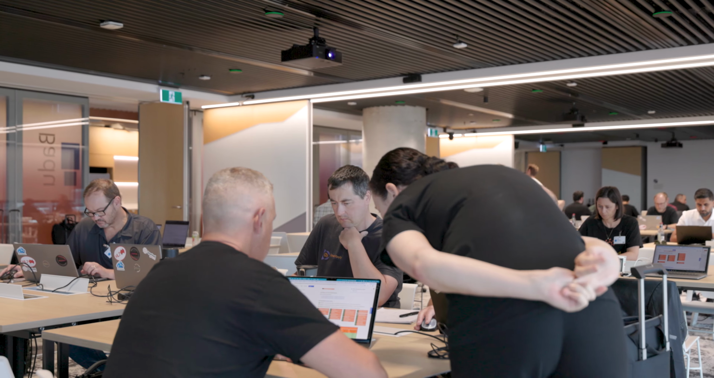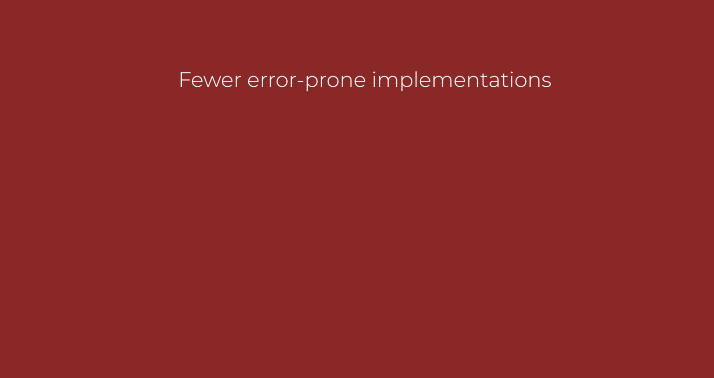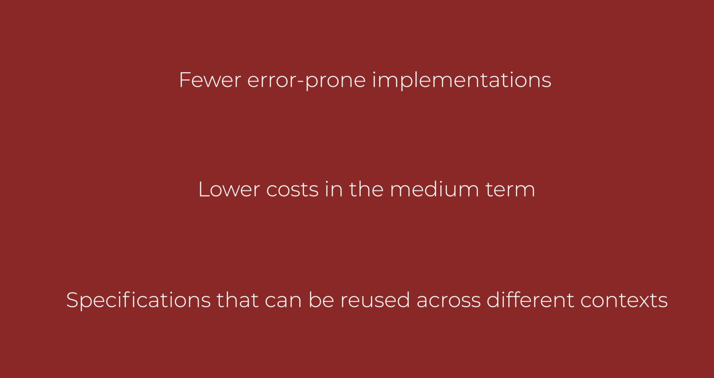Experience has shown that developers who use the AFCP receive substantial and high-quality input from Australia's most experienced FHIR practitioners. This typically results in fewer error-prone implementations, lower costs in the medium term, and specifications that can be reused across different contexts. The AFCP is fully compatible with the HL7 International FHIR Community Process. It meets all of the requirements of the international process while contextualising it for Australian healthcare needs.